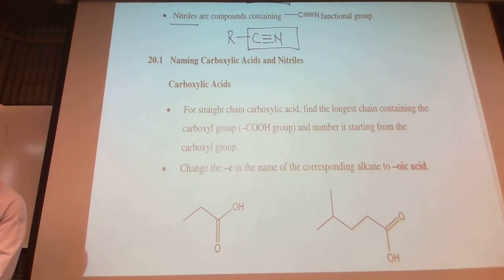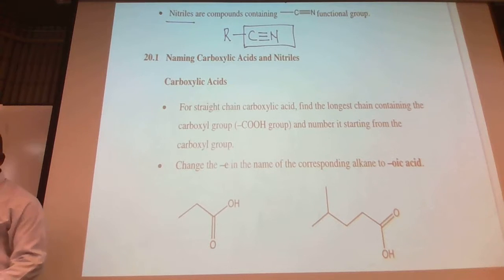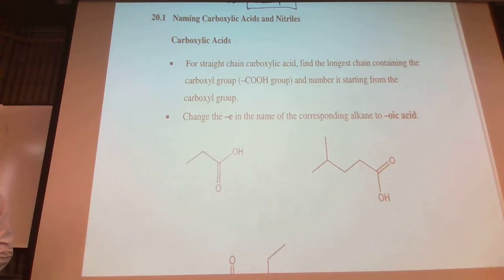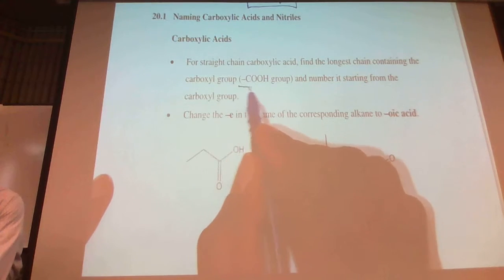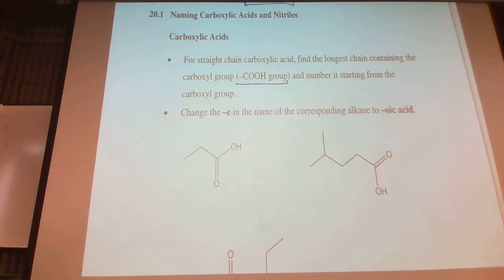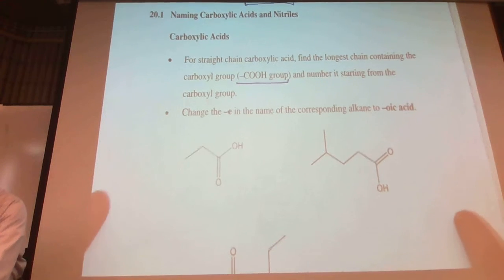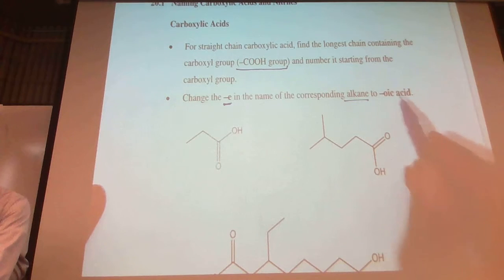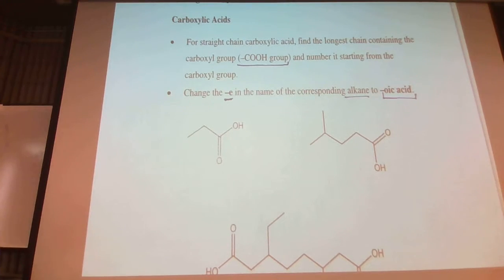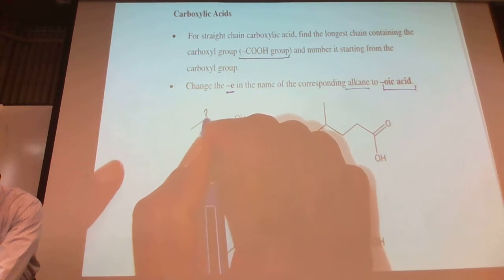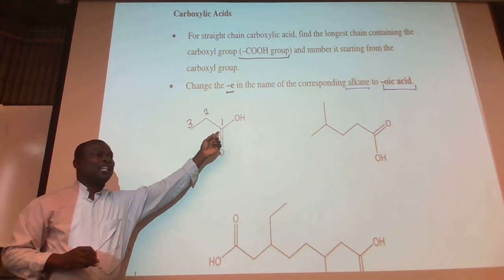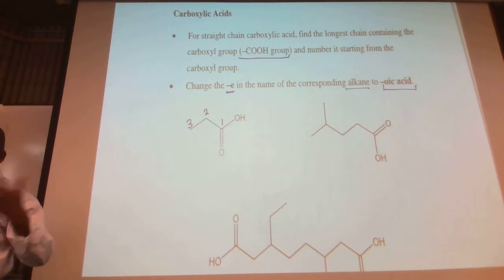So how do you name the carboxylic acid functional group? The rule is similar to what we've been talking about. First, you have to find the longest straight chain that contains the COOH functional group. And you name that compound as though you were naming the corresponding alkane, but the E that ends that alkane is changed to oic acid. Alright, so for example, we have 1, 2, 3. So you're going to include the carboxylic acid carbon in the count. By the way, the carboxylic acid carbon is referred to as the carboxyl carbon. Okay, but carboxyl carbon, carboxylic acid carbon, they're the same.